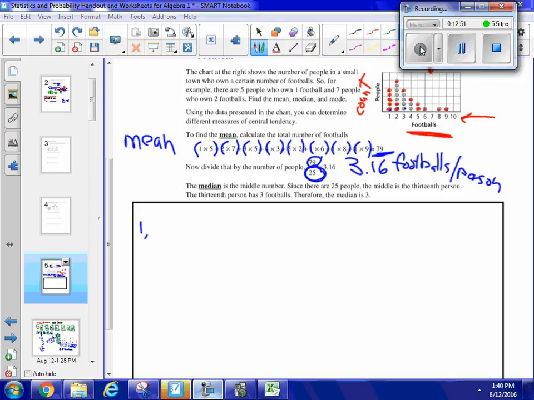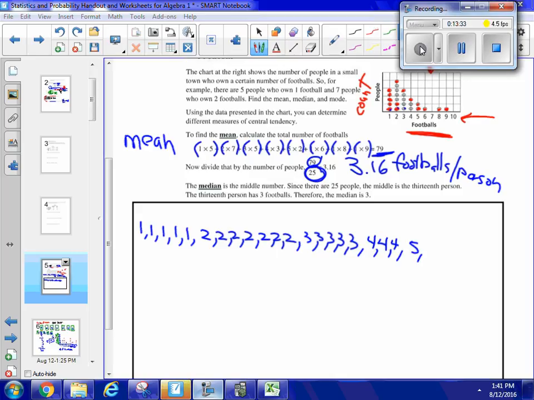Now, I have 7 people that have 2. So 2, 2, 2, 2, 2, 2, 2. 7 people that have 2. I have 5 people that have 3. 3, 3, 3, 3, 3. 1, 2, 3, 4, 5. I have 3 people that have 4. 1, 2, 3. 3 4s. I have 2 5s. 5 and a 5. And then I have a 6, an 8, and a 9.